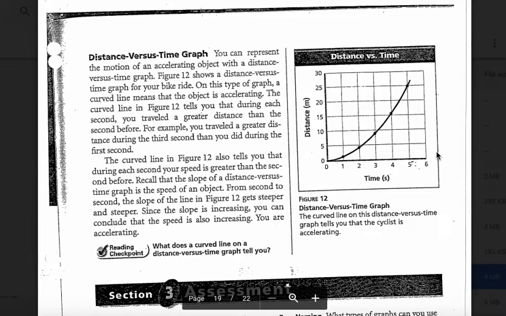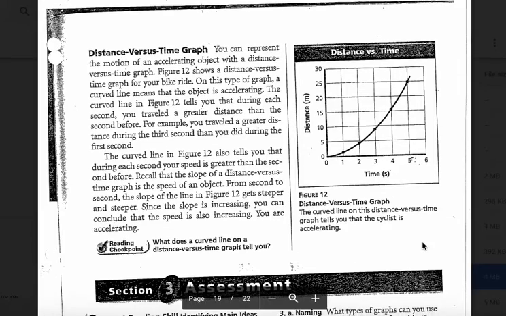The curved line in Figure 12 also tells you that during each second your speed is greater than the second before. Recall that the slope of a distance versus time graph is the speed of an object. From second to second, the slope of the line in Figure 12 gets steeper and steeper. See, it's getting steeper. Since the slope is increasing, you can conclude that the speed is also increasing. You are accelerating.